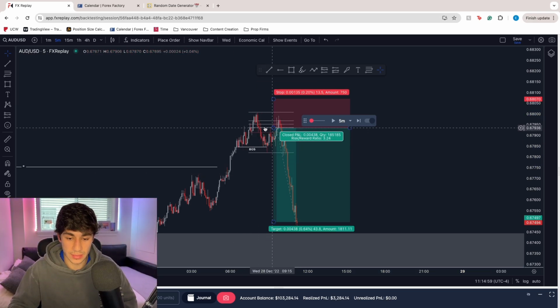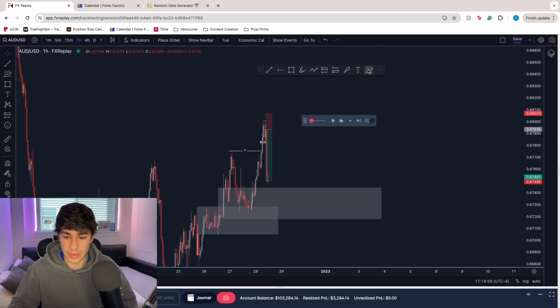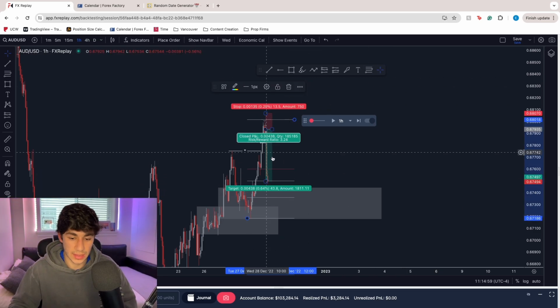Then a retracement, 60% my entry point, my stop loss at this point. Then target an area which is around the 60%. So around the 60%. That's basically the trade.